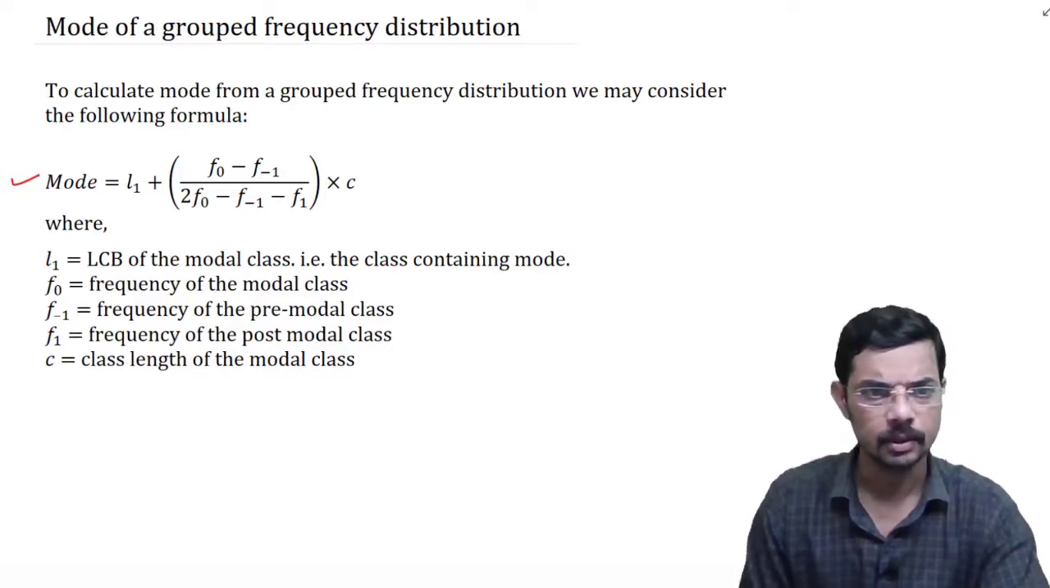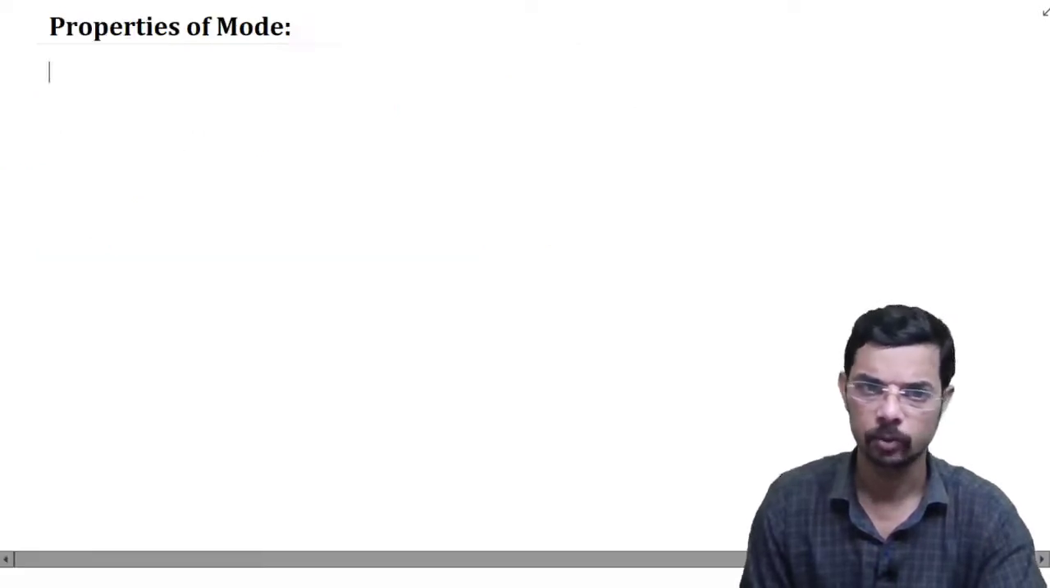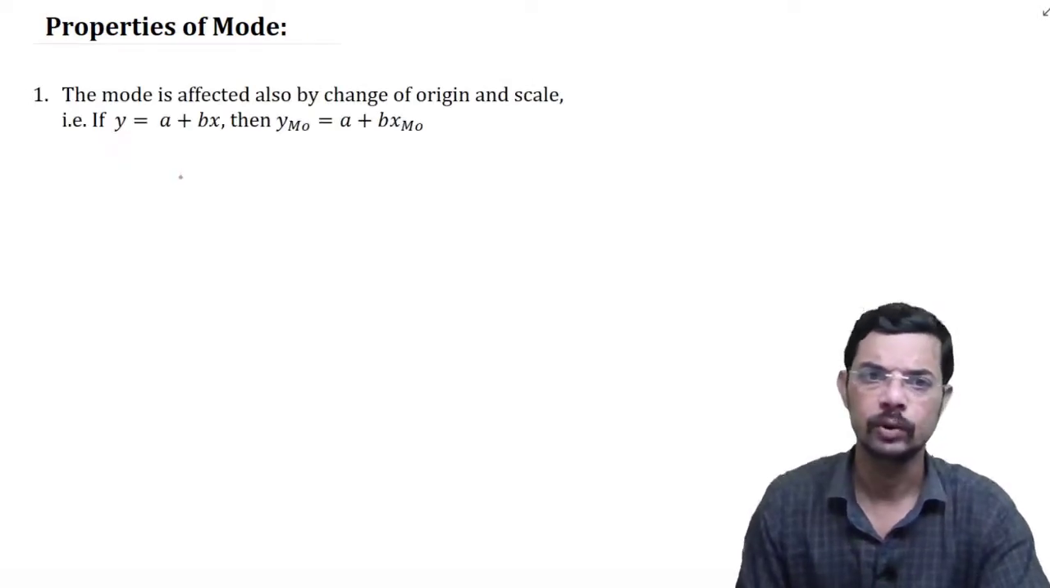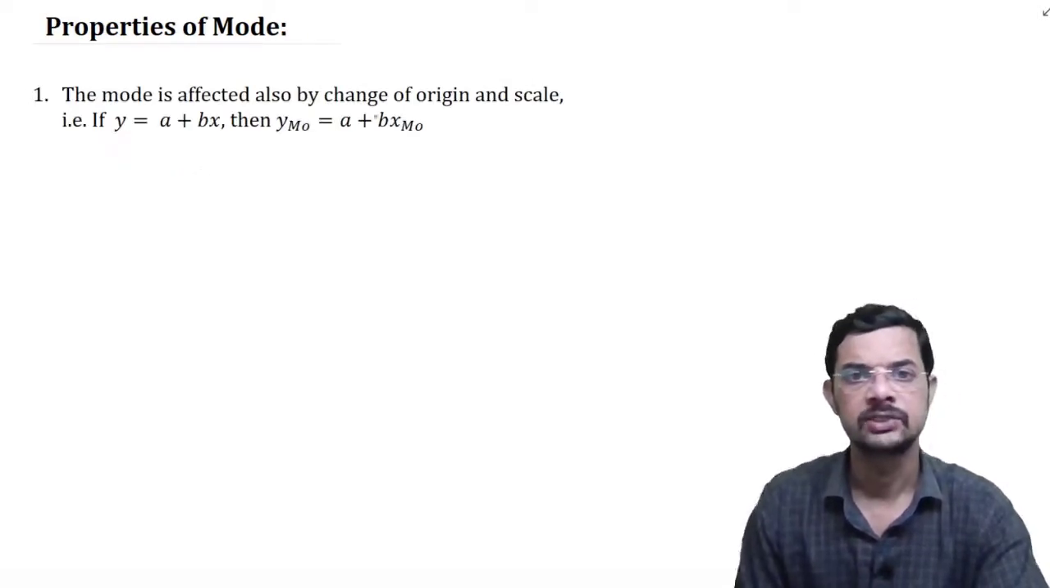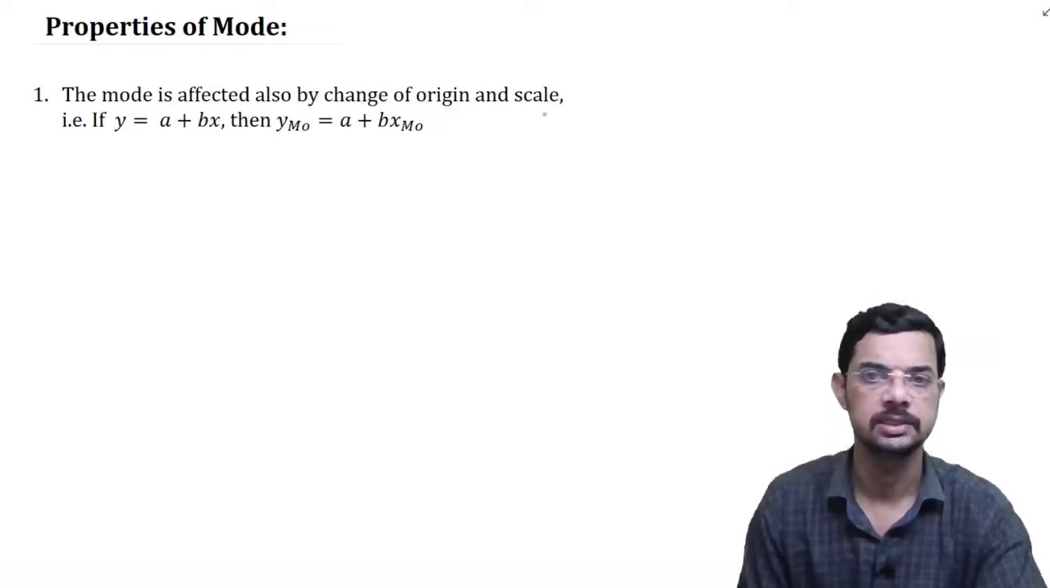Now let us discuss properties of mode. What are the properties that we have in mode? The first property says that the mode is affected by change in scale and origin both. Okay, mode is affected by change in scale and origin.